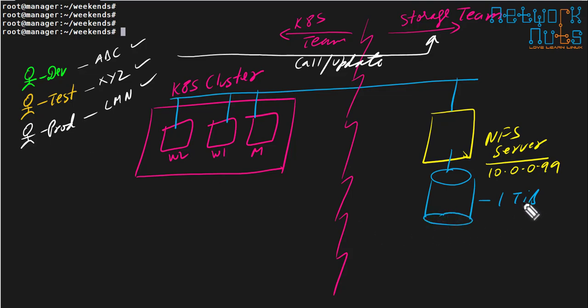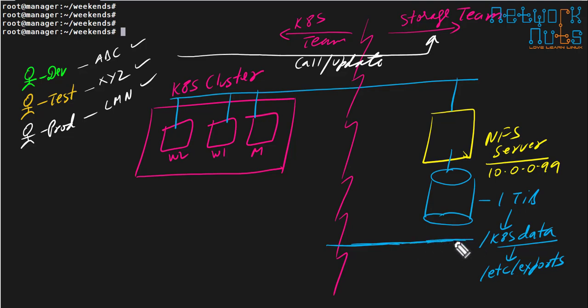I just create a 1 terabyte storage and mount it on a single folder. Let's suppose I call it K8S data. That's all. That's it. I create a directory and share it in the etc exports. And then I expose this directory, the base directory. This becomes my base directory, right? This becomes my base directory, etc exports.